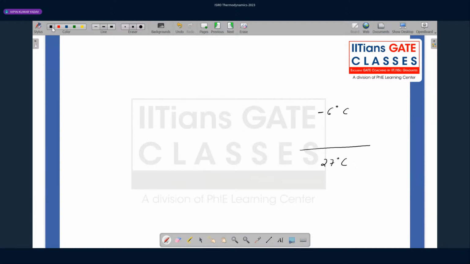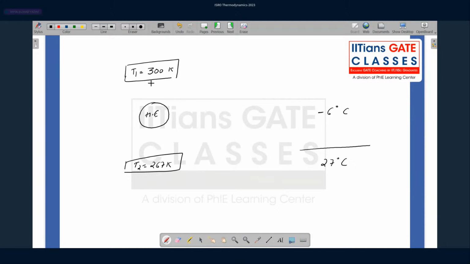How do we do that? So let us say this is your high temperature T1 equals 27 degrees Celsius or 300 Kelvin. And the low temperature is T2, which is -6, so -6 is basically 267 Kelvin. So we have a temperature difference. What can we do? We can install a heat engine here. It can absorb heat Q1 from the high temperature and reject heat Q2 to the low temperature while producing some work output.